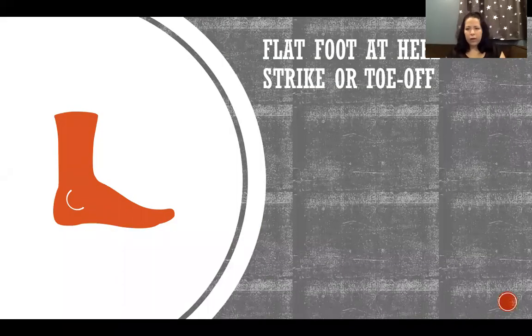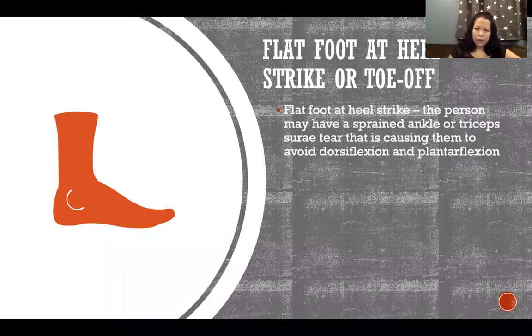All right, flat foot at heel strike or toe off. All right, so flat foot at heel strike, the person might have a sprained ankle or a triceps surae tear that they might be avoiding pain or avoiding further injury. Like it might feel uncomfortable for them to dorsiflex, like have full range of motion into dorsiflexion and plantar flexion. So they might be restricting that motion.